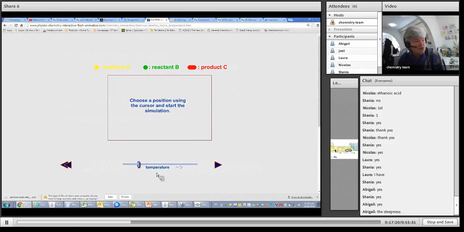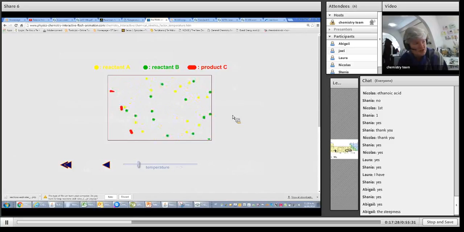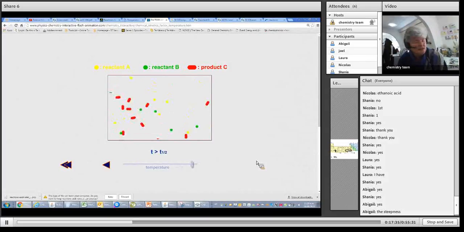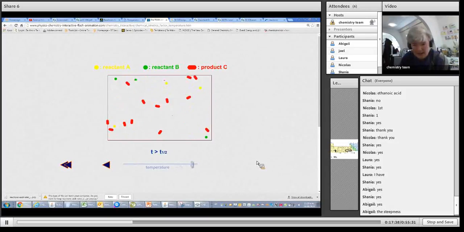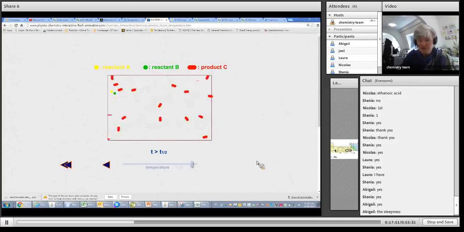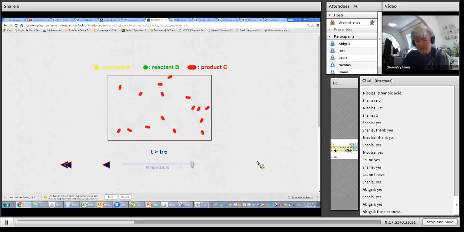So if I have it quite low and I look at how fast those particles are moving, they're not moving particularly fast, but if I go back and I pump up the temperature, can you see they're going a lot faster? So temperature is a measure of the kinetic energy of the particles. And if you've done any physics, kinetic energy is really the energy of movement, how fast they're going. So the faster they're going, the higher the temperature.